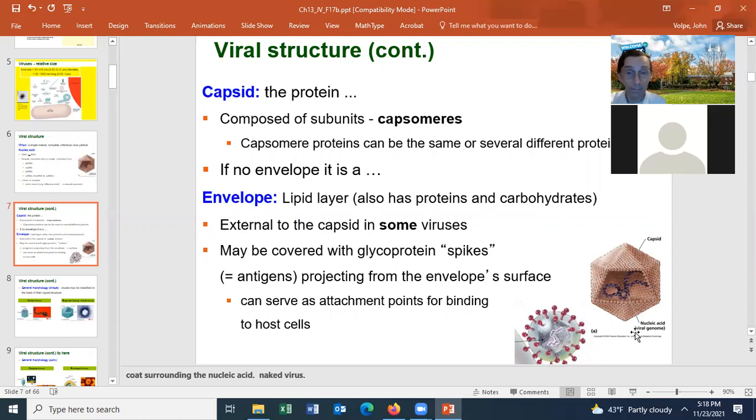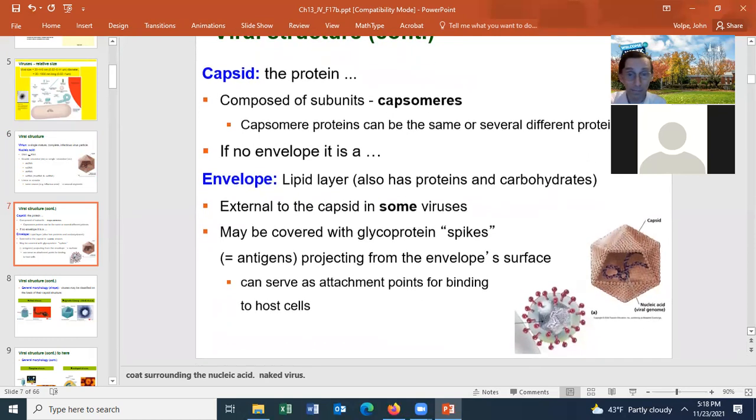Some viruses have an envelope surrounding the protein coat. And these we call enveloped viruses. The envelope is a lipid layer, it's actually a bilayer, and it can have some proteins and carbohydrates in it, but the main molecule is phospholipid. And we'll come back to that later, probably not today. Anyways, the envelope is an external structure to some of the viruses outside the capsid. And here we're looking at a virus with an envelope. And let me see if I can blow that up.